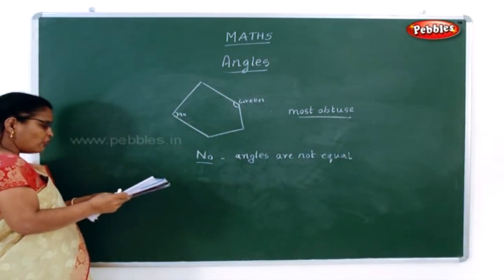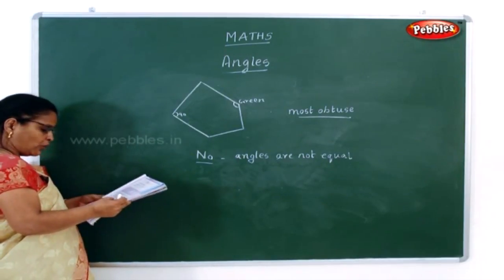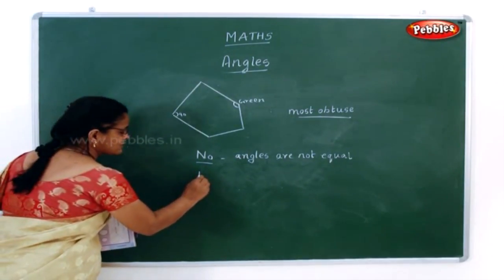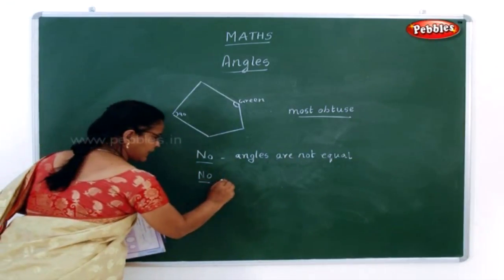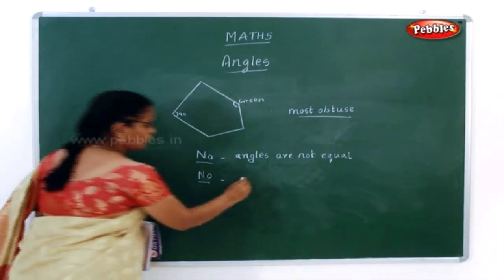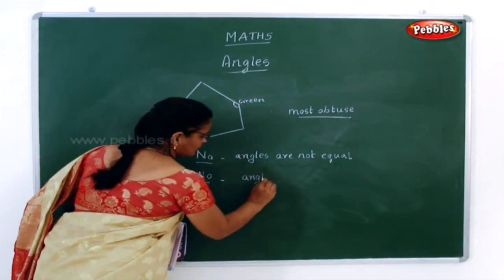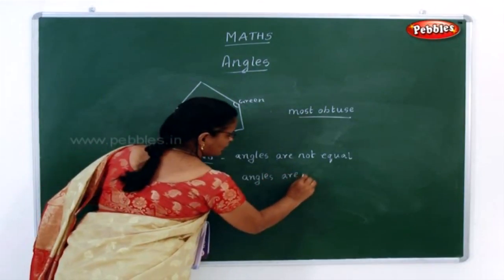The next one is, are the angles marked in brown color equal? Even in this question, it is no, because the same thing applies here. The angles are not equal.